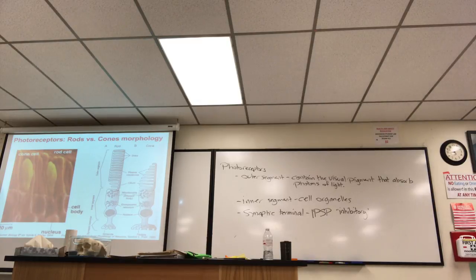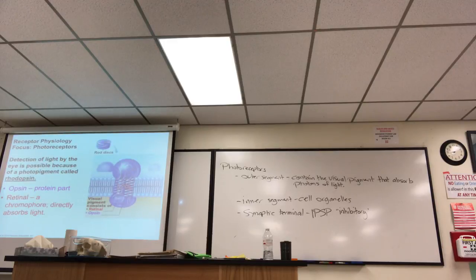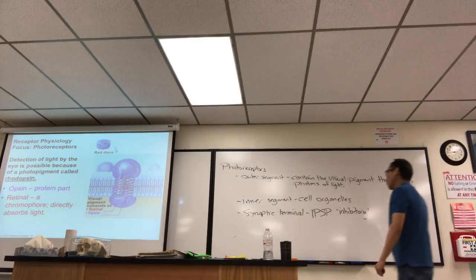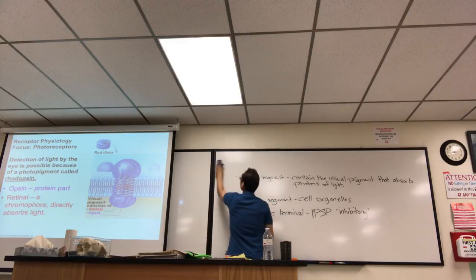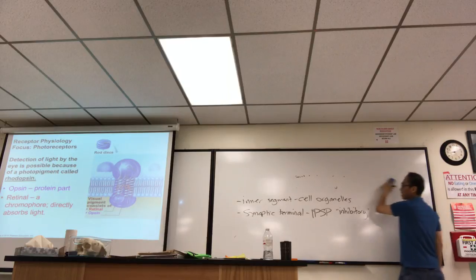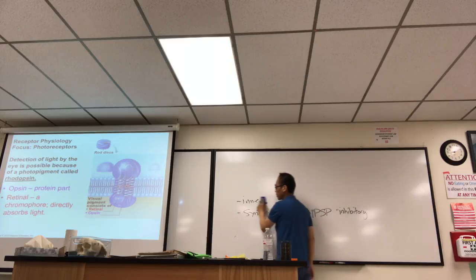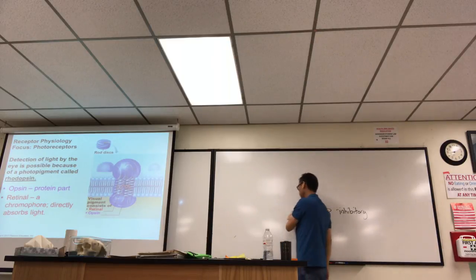Well, anyways, let's talk about this thing called phototransduction in the outer segment. This is the thing that allows this cell to allow us to see. And that visual pigment is, well, the detection of light by the eye is possible because of a photopigment called rhodopsin. That's the visual pigment shown in the picture there. Rhodopsin. If you're like, I'm just gonna learn one word today, make this the word, rhodopsin. The visual pigment that allows you to see, that's good for one day.